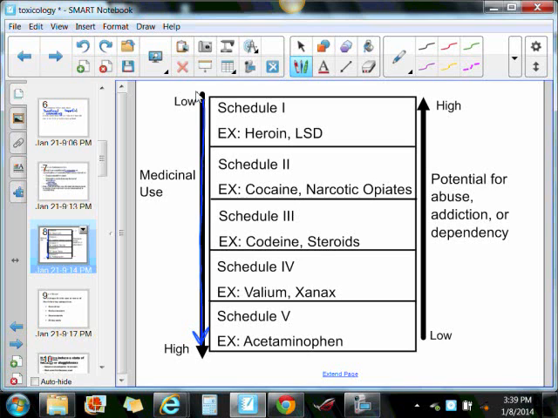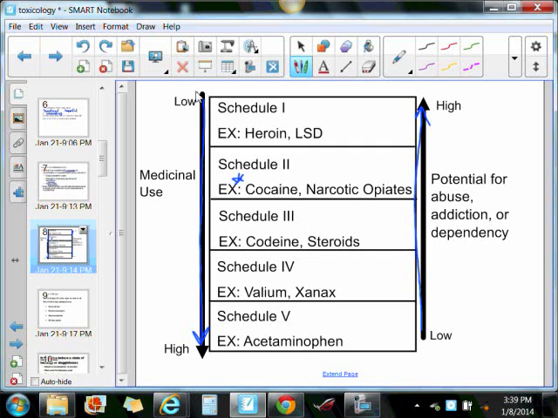All right, and the lower the schedule number, so if you go up, okay, the more potential you have for abuse or addiction. Okay, so for example, acetaminophen, ibuprofen, aspirin are all going to be Schedule 5 drugs. They're used in medicine frequently, very low chance that you're going to become dependent on those particular drugs. Right, but something like heroin, LSD, methamphetamine, cocaine, those all have more addictive properties, so they're going to be in the lower number schedules.